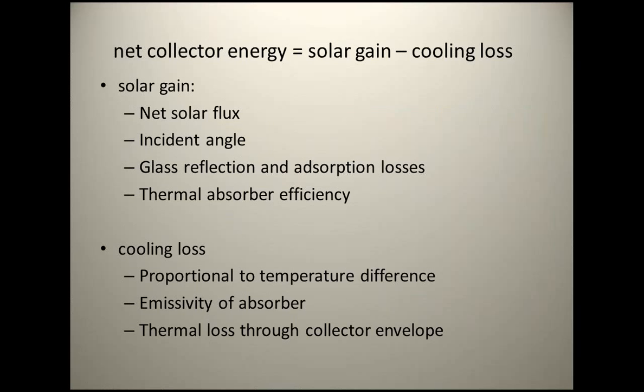Okay, so the net collector energy, how much energy you collect, is a function of how much energy comes in minus how much energy gets lost. And it gets lost thermally, as heat through various ways. So the solar gain is the net solar flux, and this depends upon the incident angle, so where the sun is with respect to the collector. It gets the most when the sun is shining directly on it. You get losses with the glass reflection and absorption.